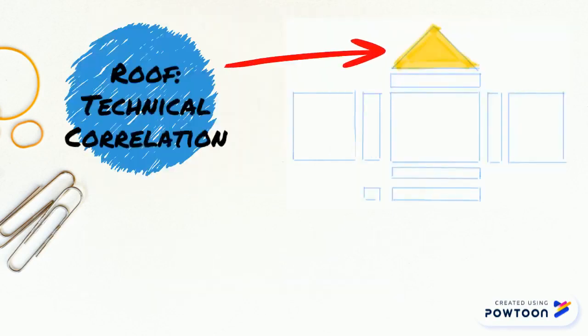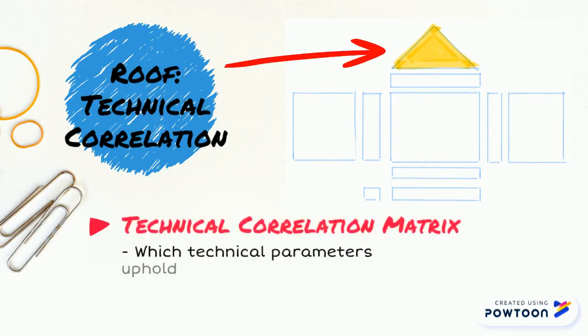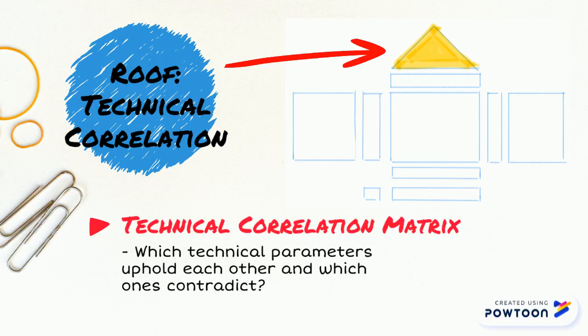Lastly, the roof contains a technical correlation matrix. Which technical parameters uphold each other and which ones contradict? Contradictions imply trade-offs that should be considered in the design.